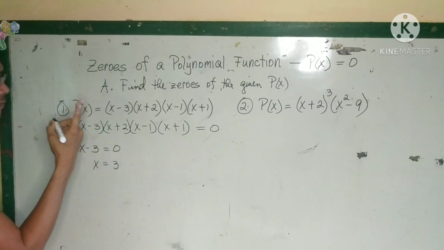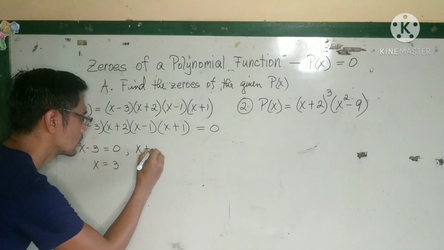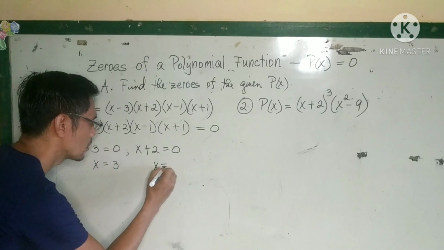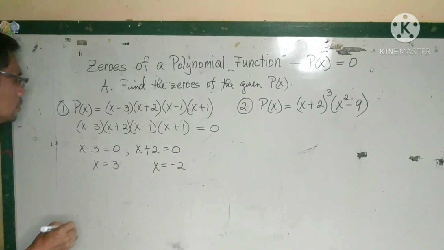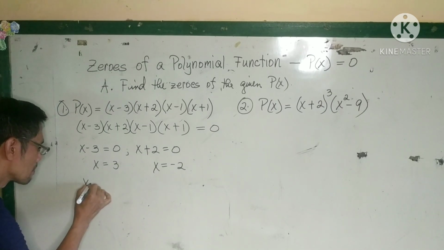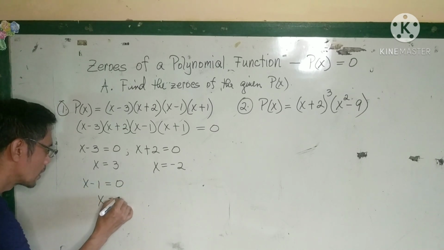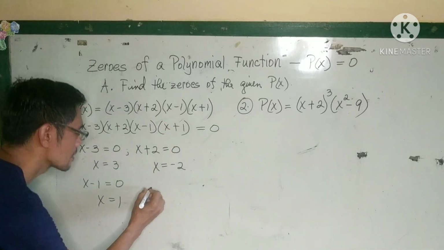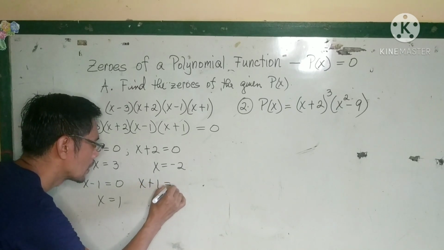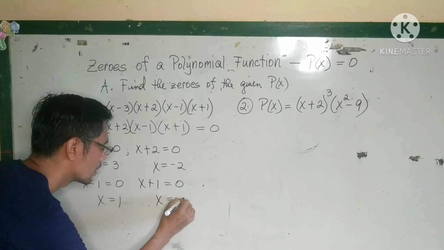Then from the second factor, we have x plus 2 equals 0. So x is equal to negative 2. Then for the third, we have x minus 1 equals 0, so x is simply equal to 1. Then for the last, we have x plus 1 equals 0, so x is simply equal to negative 1.